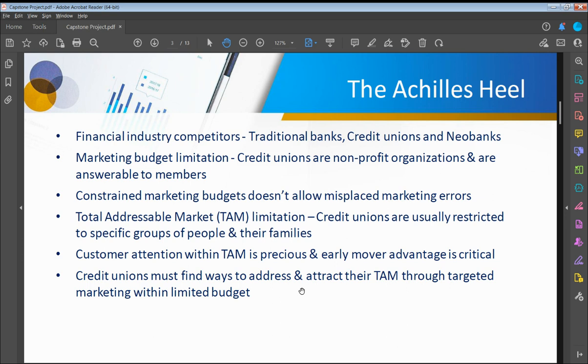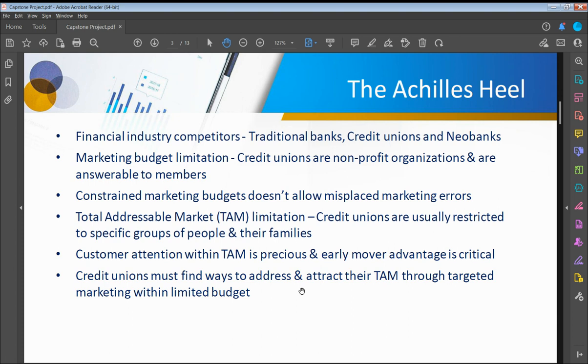So we have to make sure that whatever we market to our members or potential prospects is quite effective. Additionally, another issue with credit unions is that the total addressable market that a credit union can service is usually restricted to a specific company, a specific set of companies, and their family members. So, when credit unions are providing their offers to those members within the TAM, they have to make sure that any person within that TAM is getting all the attention that they want to provide, and that the credit union always comes first in the top of mind of those members.